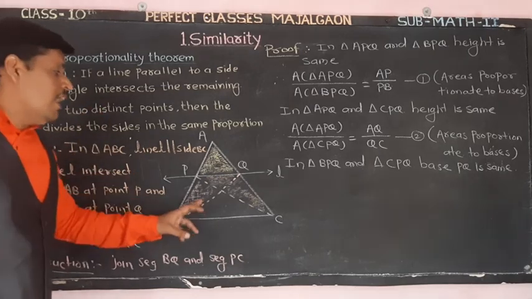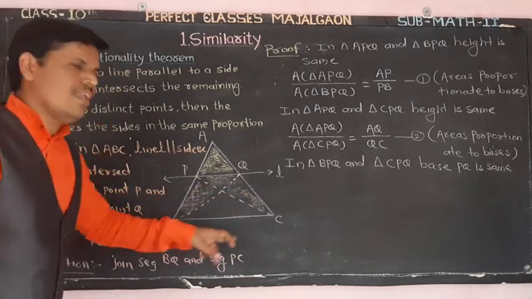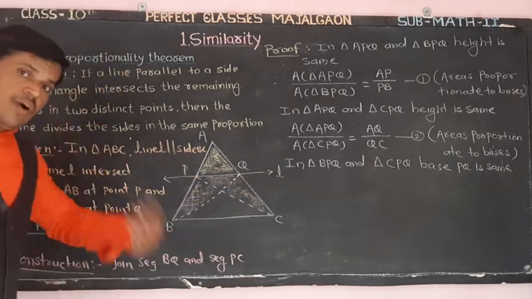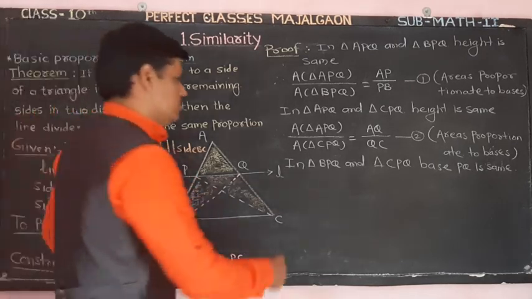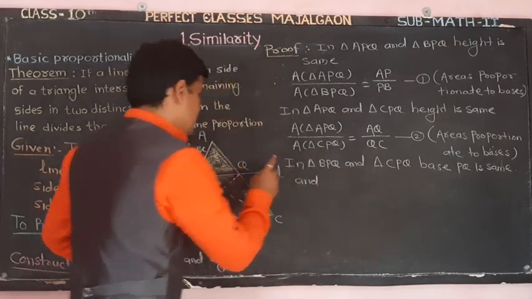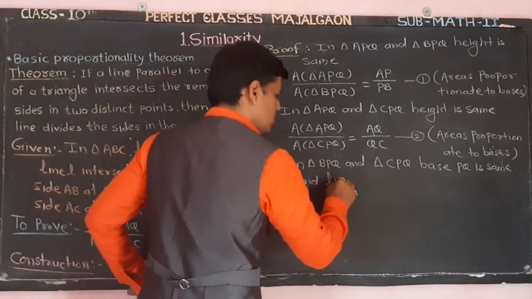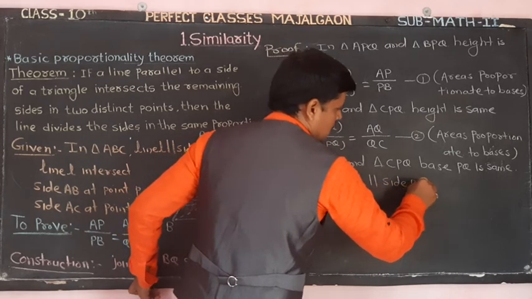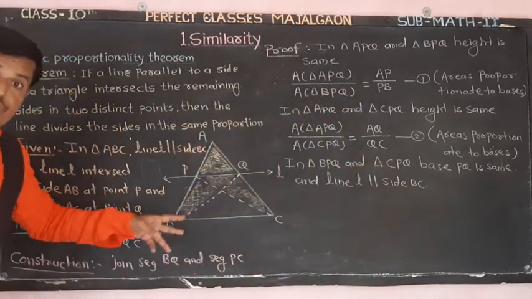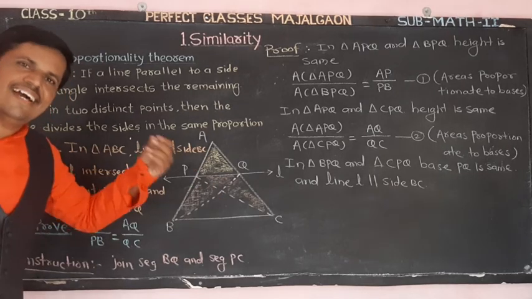Also, PQ is parallel to BC. Therefore, the height of these two triangles is the perpendicular distance between line L and side BC. These two are parallel to each other. Therefore, the height of these two triangles is the same.